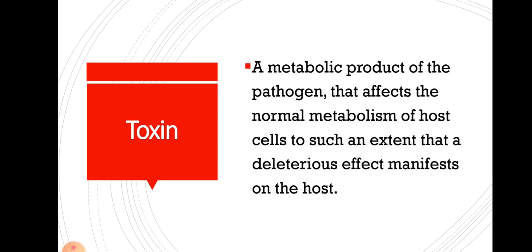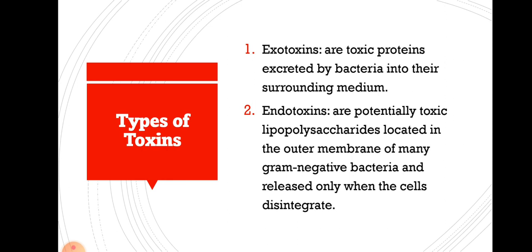Bacterial toxins can be divided into two main categories, namely exotoxins and endotoxins. Exotoxins are toxic proteins excreted by bacteria into their surrounding media. These are the toxins produced by a live bacterium. Whereas endotoxins are potentially toxic lipopolysaccharides located in the outer membrane of many gram-negative bacteria and released only when the cells disintegrate. After the death of the bacterial cell, endotoxins will be released into the medium.